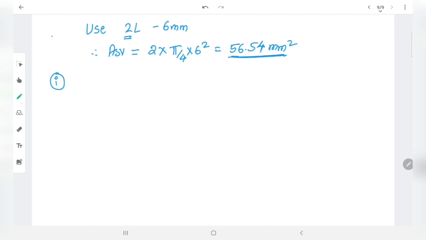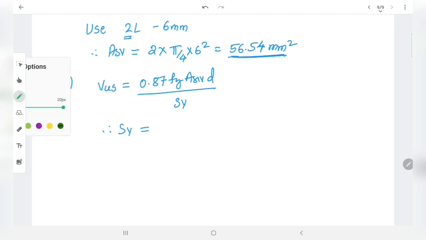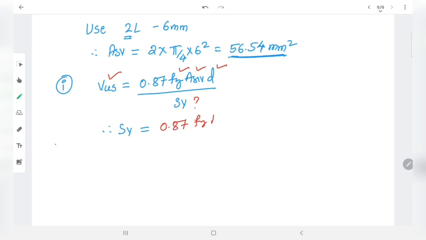Now I will be finding how many stirrups need to be provided, which will be calculated using an equation. We have 4 guidelines to find out the spacing of the shear reinforcement. The first equation is VUS is equal to 0.87 Fy ASV D divided by SV. We know the value of VUS, Fy, ASV and D. The only remaining unknown is SV. So SV is equal to 0.87 Fy ASV D divided by VUS.